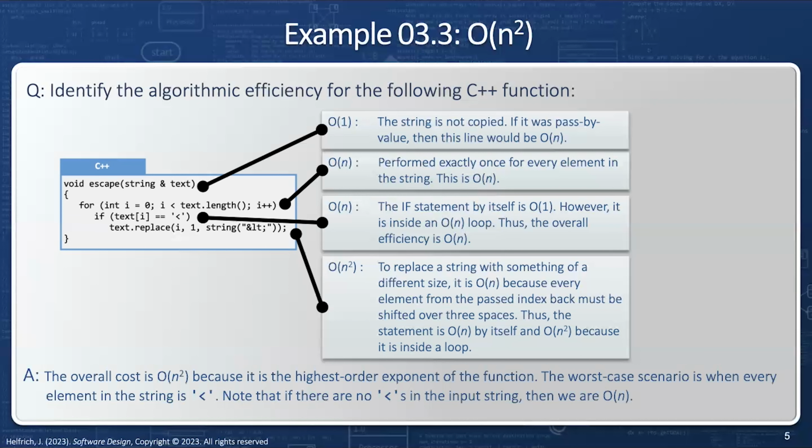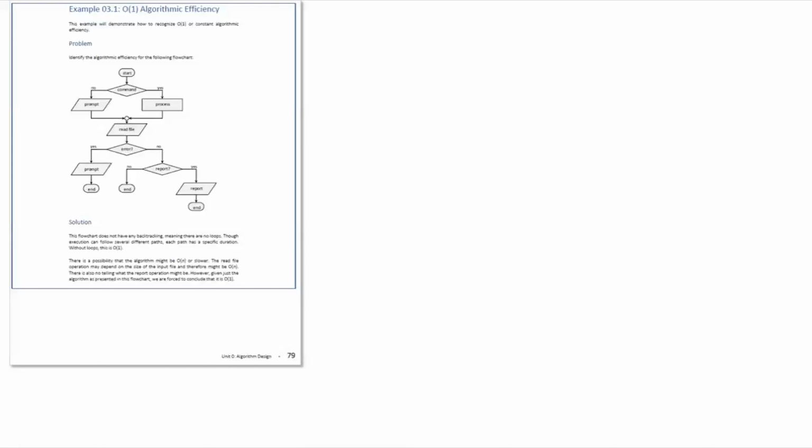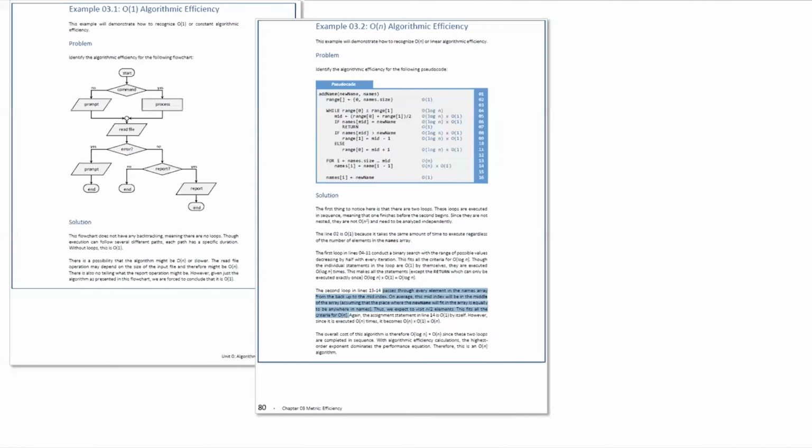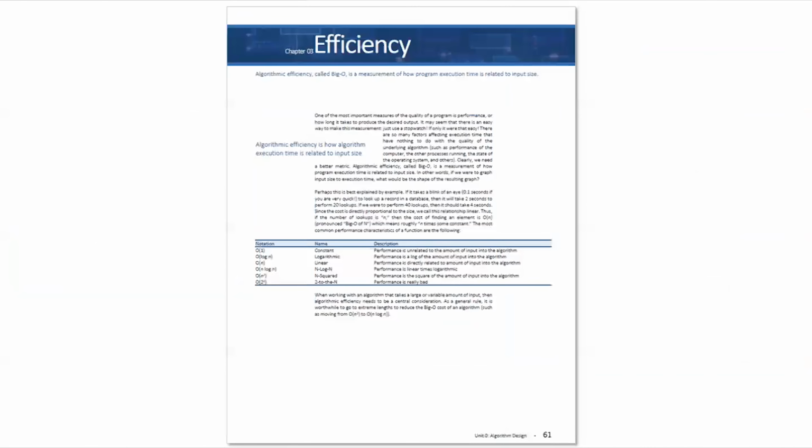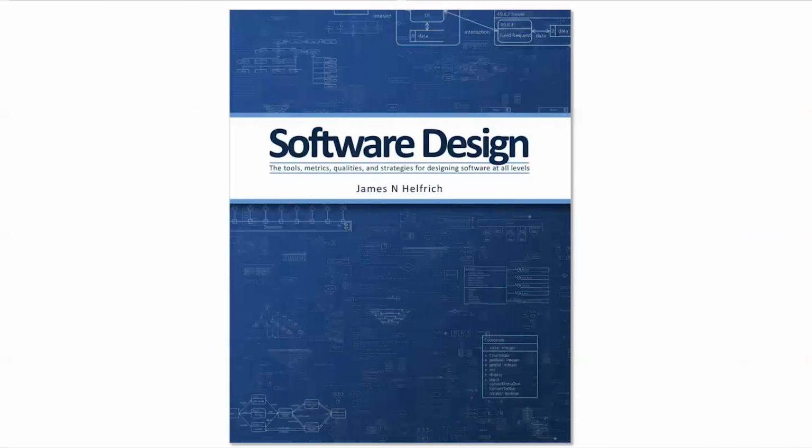Just to see how this works, imagine there were 1,000 elements in the collection. The O(1) will take, well, 1 unit of time. The O(n) will take 1,000. The O(n) will take 1,000. The O(n squared) could take potentially 1,000,000. Since 1,000,000 is so much bigger than 1,000, or 1, the largest exponent dominates the equation, and therefore the overall efficiency is n squared. And of course, the worst case scenario is when the string consists of nothing but the less than operator. This is example 3.1, 3.2, 3.3 in the efficiency chapter of the software design textbook.